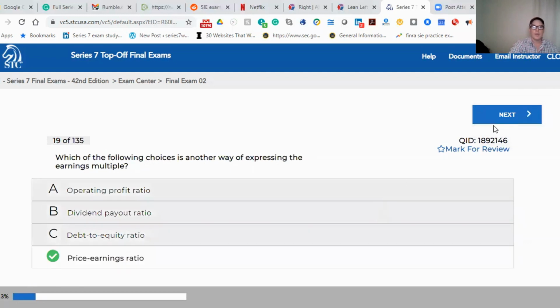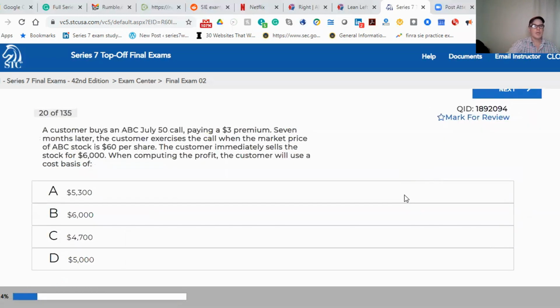Okay, now, boom. Customer buys an ABC July 50 call, paying $3 premium. Seven months later, the customer exercises the call when the market price of ABC is 60. The customer immediately sells the stock for $6,000. I love when they mix. I call them mix. What do they call it? Mixing metaphors. They go 60 and 6.